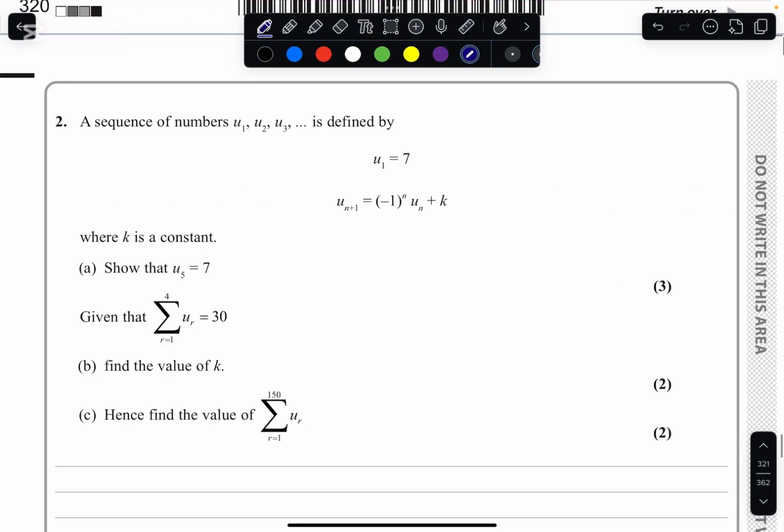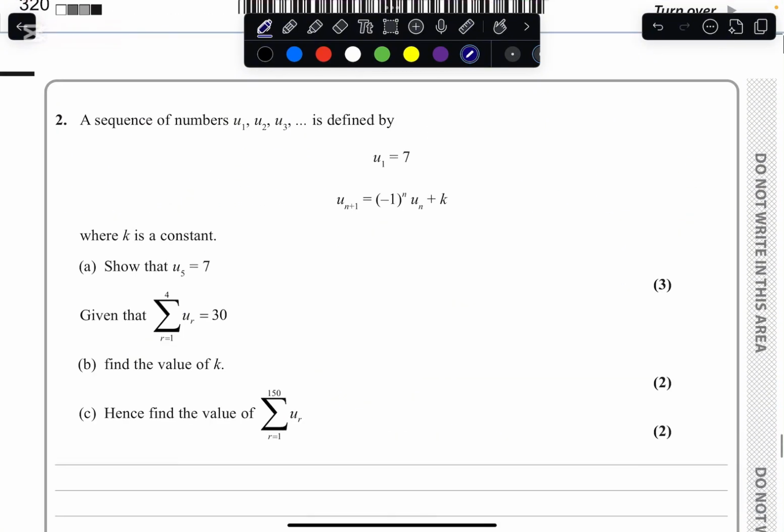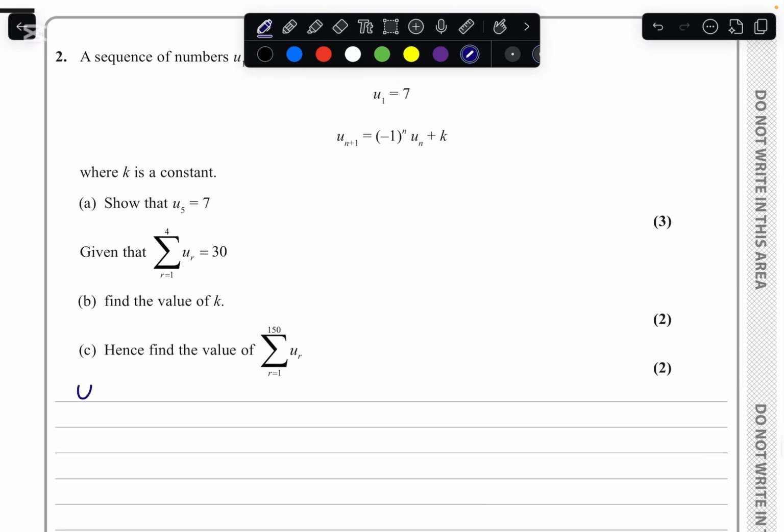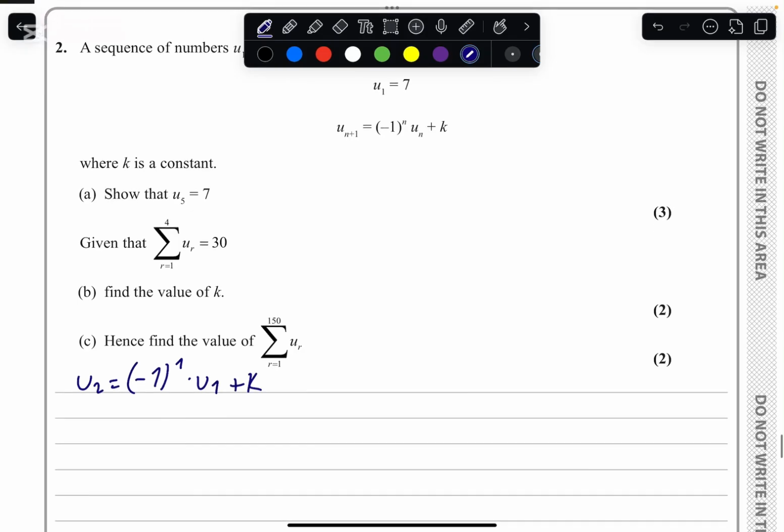Now, question 2 says, we have a sequence of numbers u1, u2, u3, defined by u1 equals 7 and the below equation, where k is a constant. We need to show that u5 equals 7. How do we show that? We substitute to find u2 first. So u2 equals minus 1 to the power of n, which is 1, times u1 plus k. That gives us minus 1 times u1, which is minus 7 plus k.